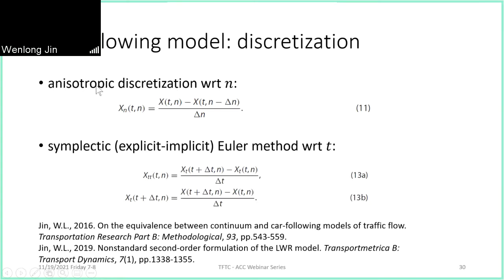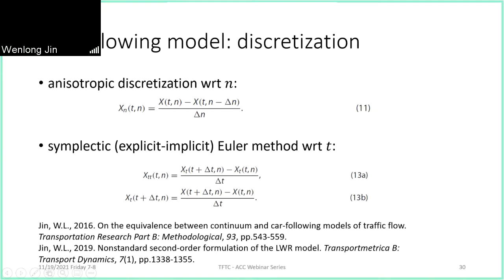And this is anisotropic. Basically, it means that the acceleration should be impacted by the vehicle in the front, not the back. Okay, so this is a natural discretization, and also with respect to time, we want to discretize the acceleration explicitly, but the speed implicitly. So you can see this is the implicit discretization. This is the explicit discretization. So actually, this is called the symplectic Euler method with respect to time.